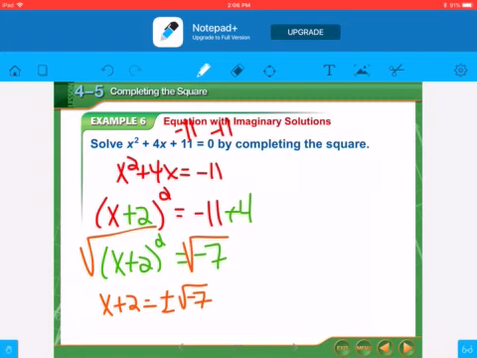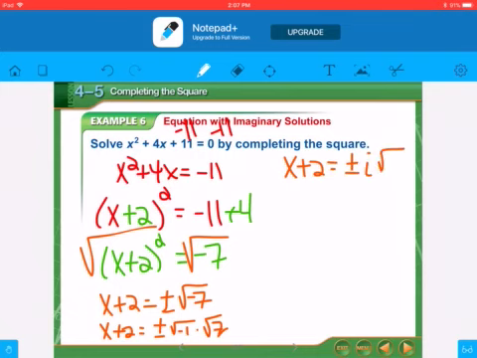Now, we've talked about square roots of negatives. We can't take square roots of negatives without it being a complex number. So we're going to have to change the square root of negative 7 to be an imaginary number. So that's x plus 2 equals plus or minus the square root of negative 1 times the square root of 7, which means I have x plus 2 equals plus or minus i radical 7.